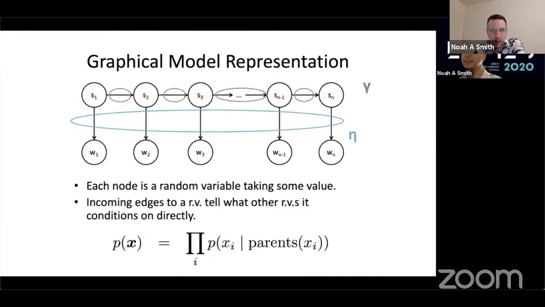Hiding inside this visualization are the parameters of our model. We'll come back to this more when we talk about learning later, but it's implied that on each arrow, there has to be some parametric form for the probability distribution over the child random variable given its parents. And that's where the gammas and the etas, the transition and emission probabilities, are hiding. They're associated with those particular edges.